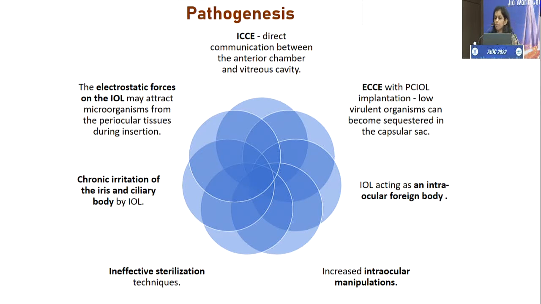Coming to the pathogenesis, in the era of ICCE, there existed a direct communication between the anterior chamber and the vitreous cavity. With ECCE and PCIOL implantation, the low virulent organisms can still become sequestrated in the capsular sac. The IOL can act as an intraocular foreign body. There are increased intraocular manipulations with ineffective sterilization techniques. There can be chronic irritation of the iris and ciliary body by the IOL. Also, the electrostatic forces on the IOL can attract microorganisms from the periocular tissues during insertion.